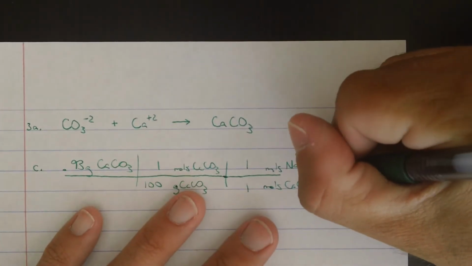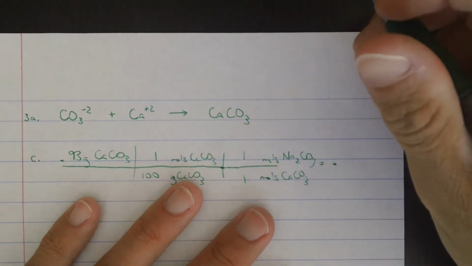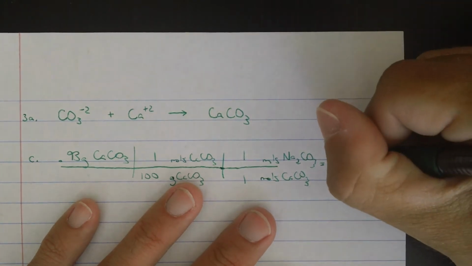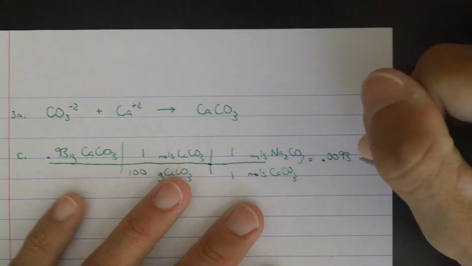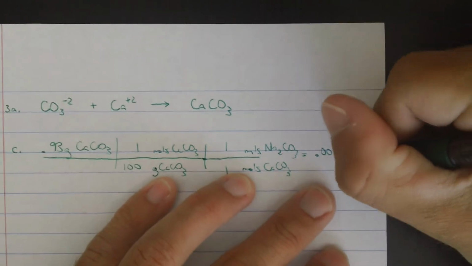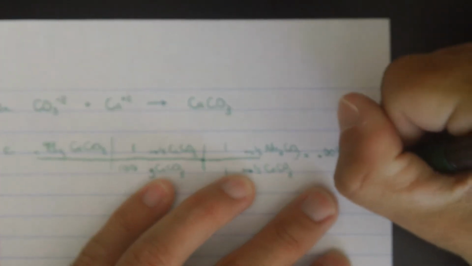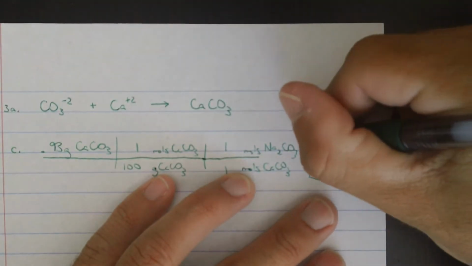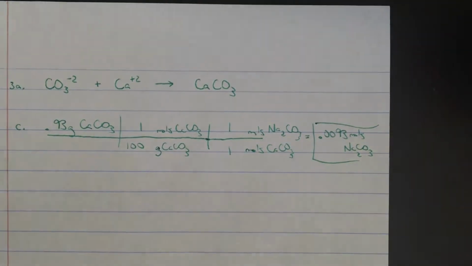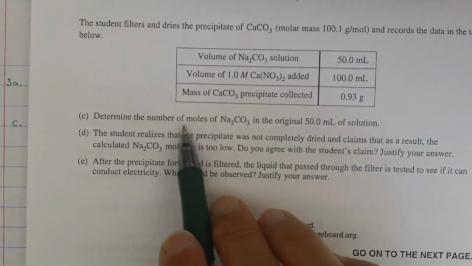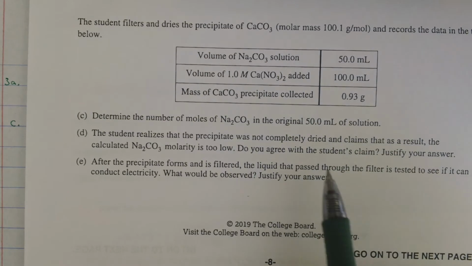And so we can even do that in our heads. That gives us 0.0093 moles of sodium carbonate. Stick a unit on that thing. Make sure you're good. That's all they're asking here. Determine the number of moles of sodium carbonate in the original 50 mils.